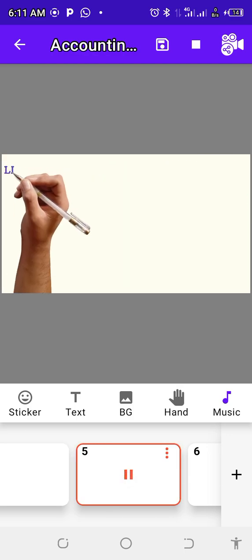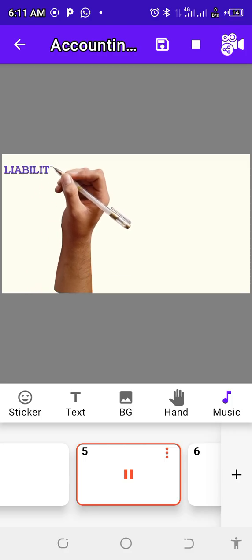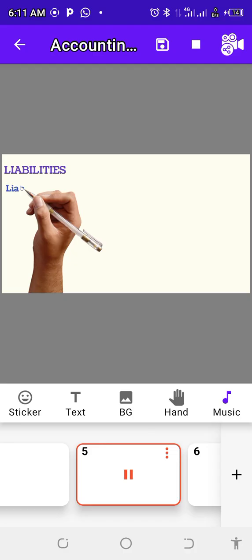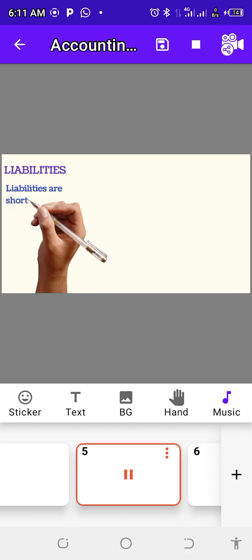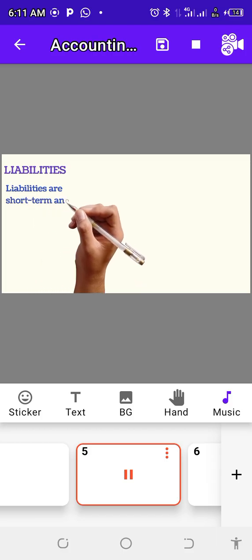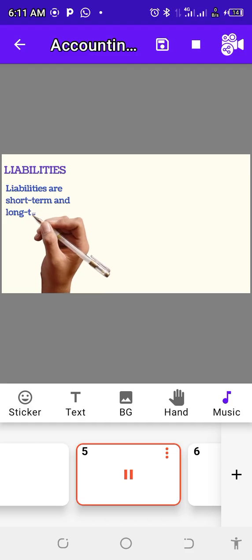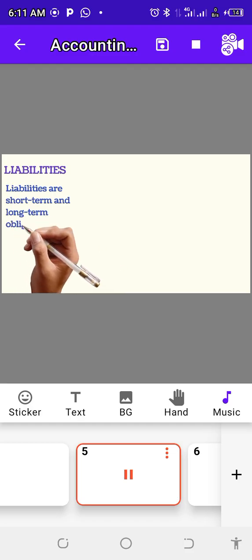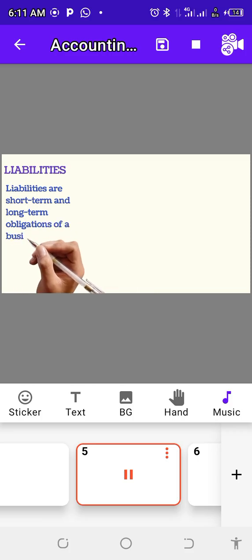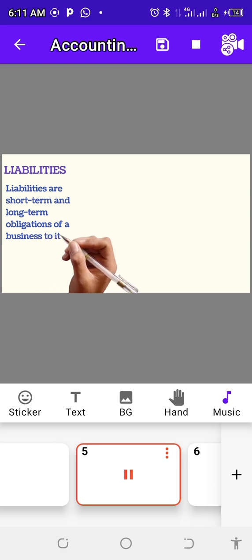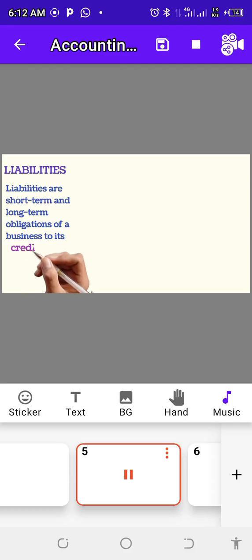Now we are going to talk of the liabilities. This is the next one of the components of the accounting equation. What are liabilities? Liabilities are short-term and long-term obligations of a business to its creditors. It may be to its creditors, to outsiders, or to third parties that the business has dealings with.